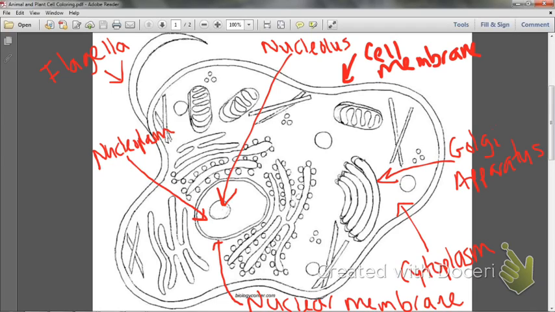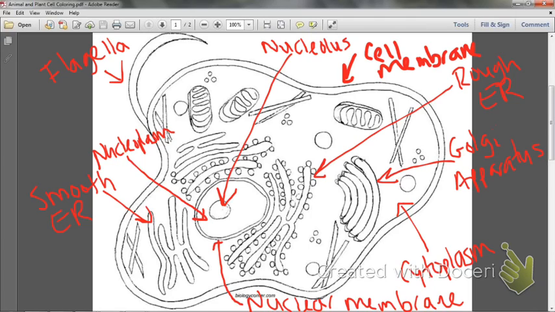The rough ER, remember, this is going to be bumpy. It has the ribosomes attached to the surface, and this is what makes it look bumpy. And so the rough endoplasmic reticulum is going to be this area here that has the ribosomes attached. So that's our rough ER. Okay, the smooth ER is going to be over here. This looks like the rough ER, but it doesn't have ribosomes. So here's our smooth ER. Remember, your ER is always right around the nucleus.